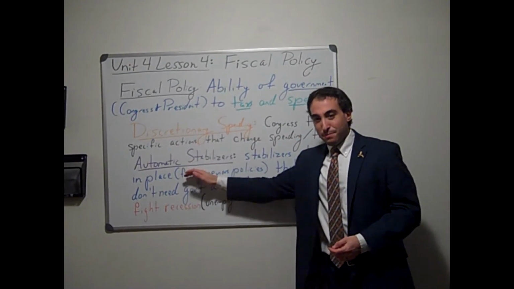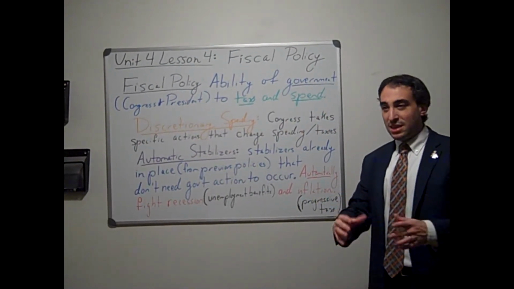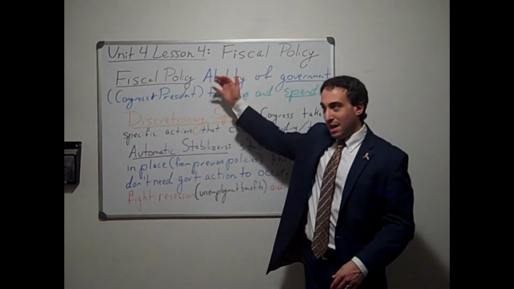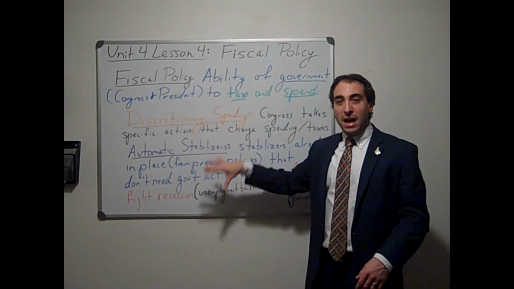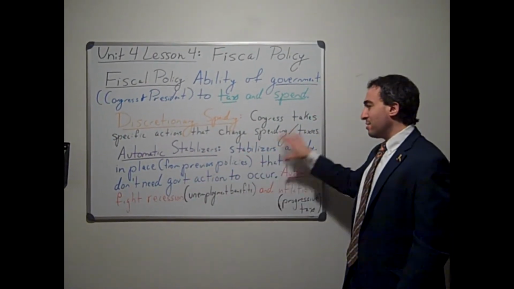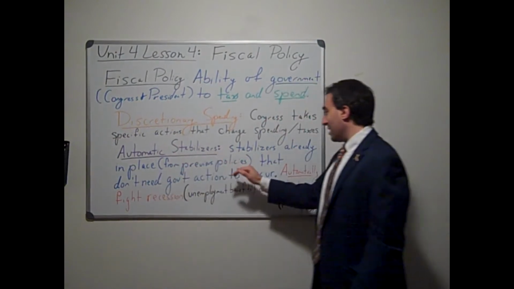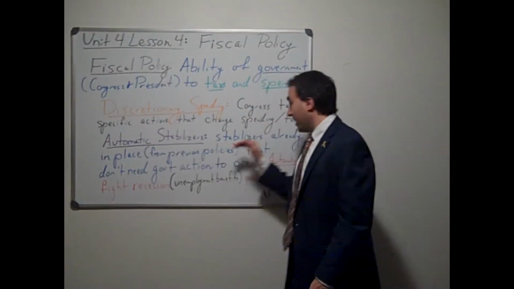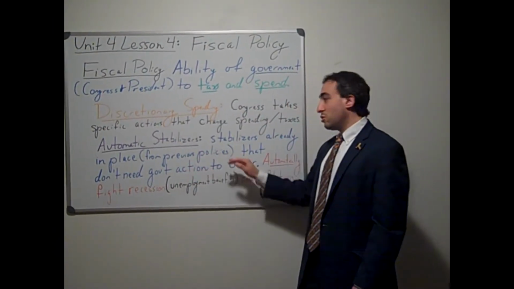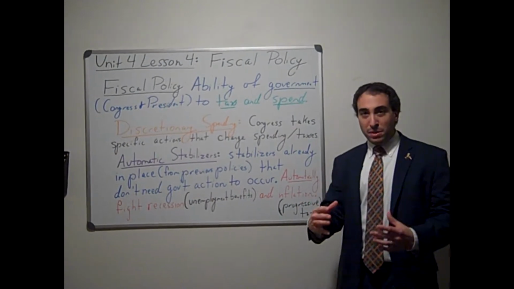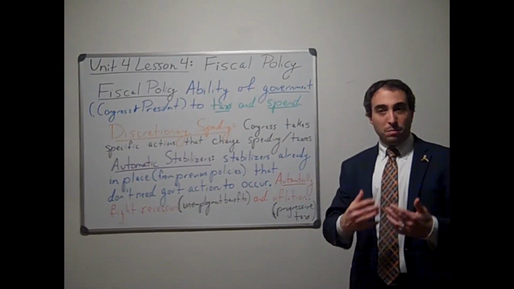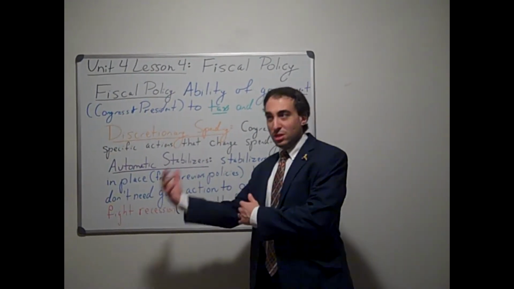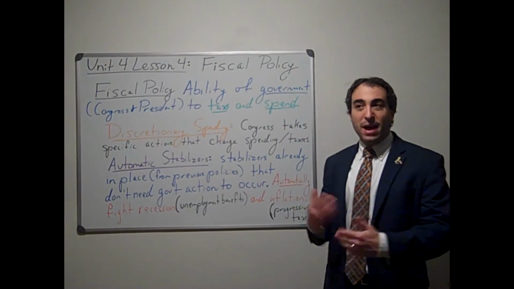Automatic stabilizers also sometimes appear on the AP test, and automatic stabilizers have been created from previous fiscal policy, and they are now part of our economy. So they are stabilizers already in place from previous policies, and that is the main part of it, that's why they're automatic. They don't need government action to occur. And they're in place so that, especially in a recession, people don't have to wait for the government to do something in order to start fighting a recession.